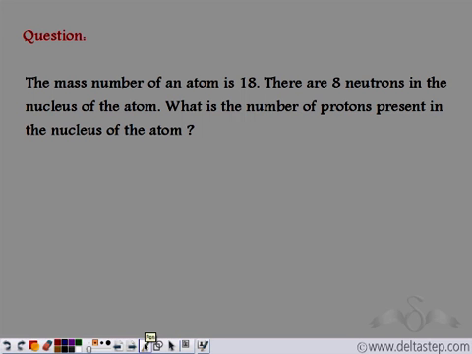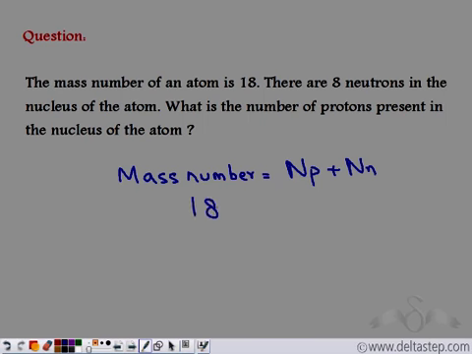So, we know that the mass number of an atom is equal to the total number of protons and the number of neutrons that are present in the atom. We are given that the mass number is 18 and we know that there are 8 neutrons present in the atom. So the number of protons that are present in the atom is 10. So there are 10 protons which are present in the nucleus of this atom.